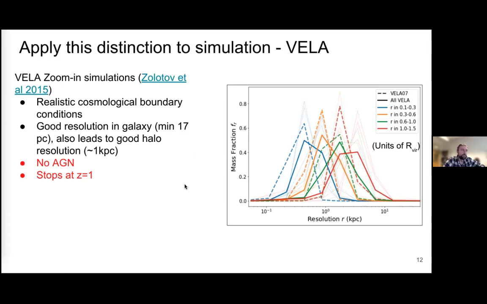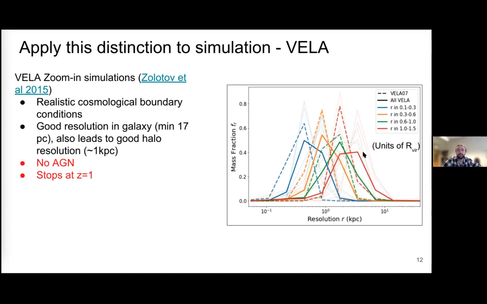It's not going to be perfect resolution, and it's not going to be the same everywhere because that would be too computationally expensive, but it gets decently good resolution in the halo, about 1 kiloparsec. And that's what's being shown here: the mass fraction in cells of a certain size. So the solid line is all of the VELA simulations that we analyzed. And we see that within 0.1 to 0.3 R_vir, most of the mass is in cells of either a few hundred parsecs up to about 1 kiloparsec, and between 0.3 and 0.6 R_vir, it's up to about 2 kiloparsecs, and between 0.6 and 1 R_vir, it's still about 2 kiloparsecs.